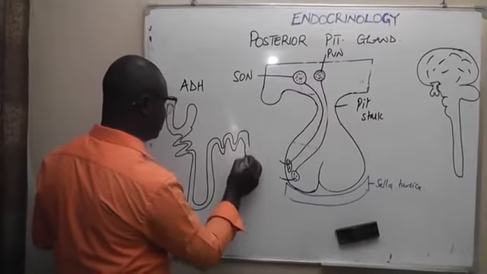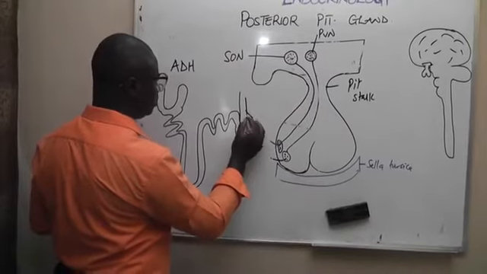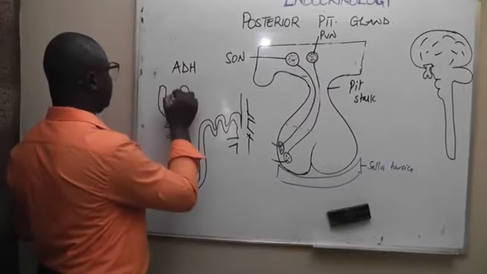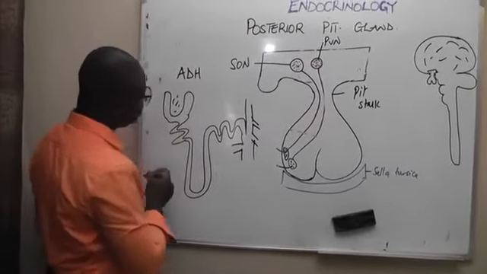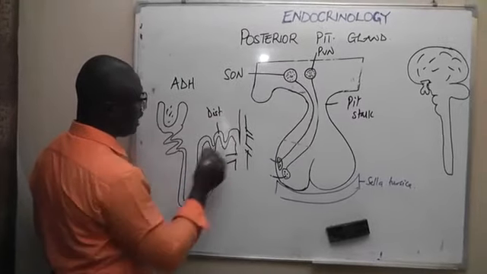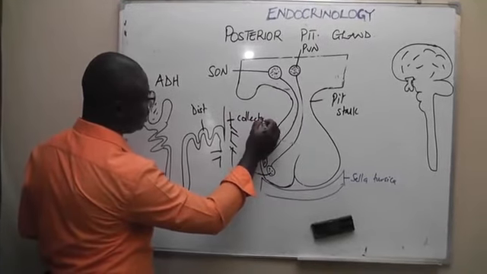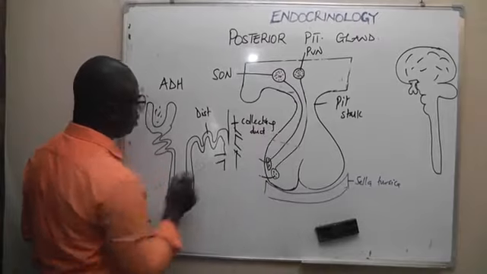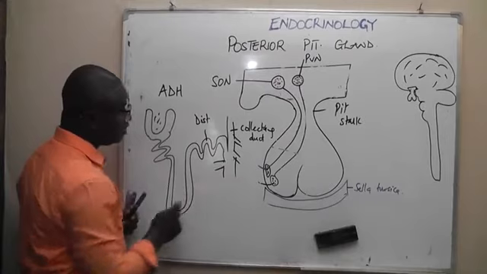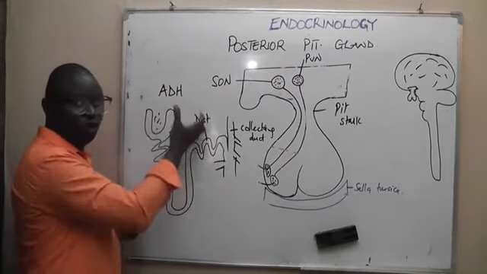Now, this acts on the collecting tubules. Who acts on that? The ADH, anti-diuretic hormone, acts on the distal convoluted tubule, and then the collecting duct, to cause what? Reabsorption of water.